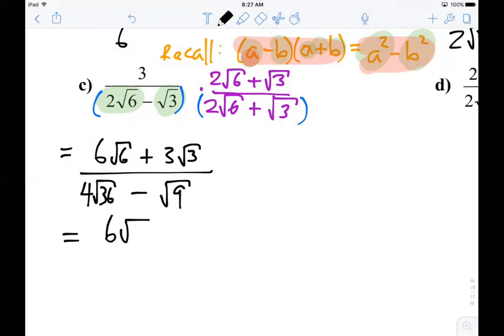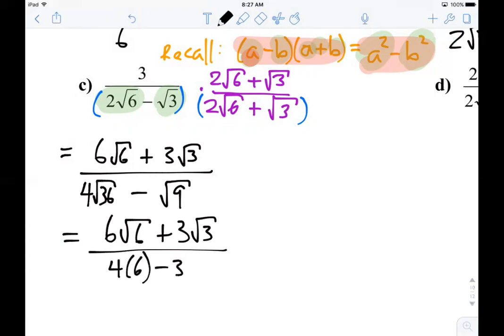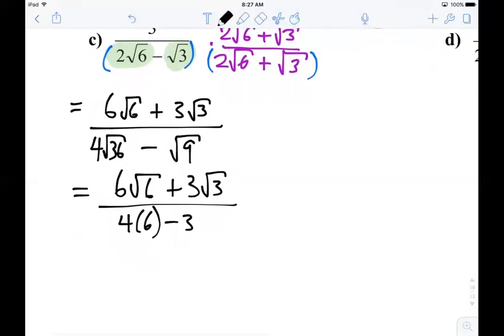So on top, I have the same thing, 6 root 6 plus 3 root 3. But now on the bottom, it's really 4 times the whole number 6, subtract 3, and I can keep simplifying.